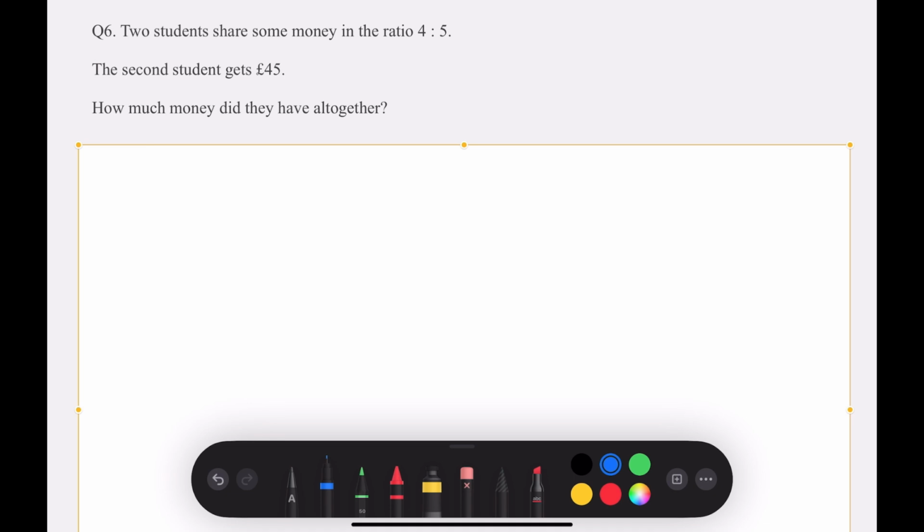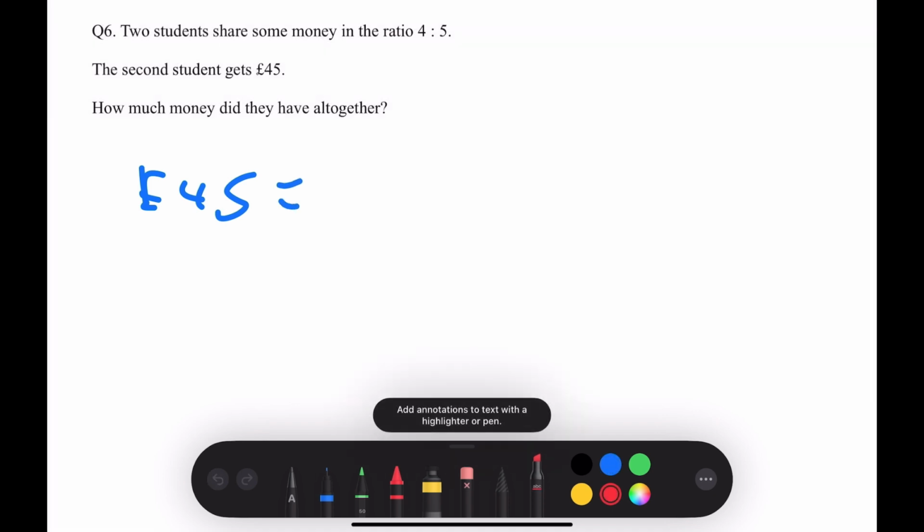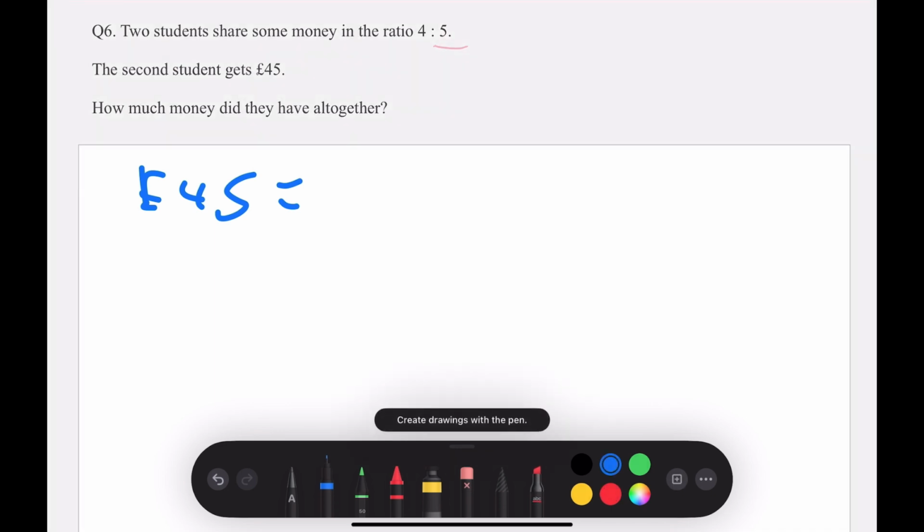Okay, so next question. 2 students share some money in the ratio 4:5. The second student gets £45. How much money did they have altogether? So, £45 is going to be equal to the amount of parts the second student gets, and the second student is on the right, so that would be 5. So 45 is equal to 5 parts.